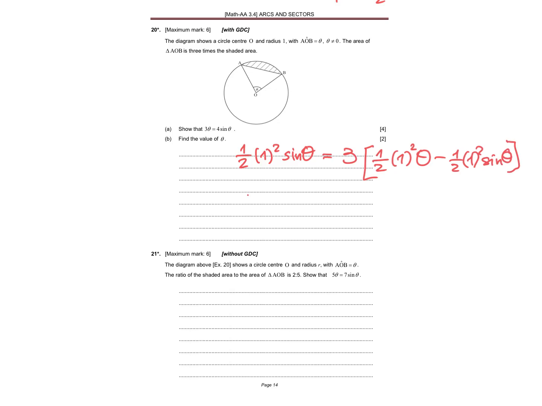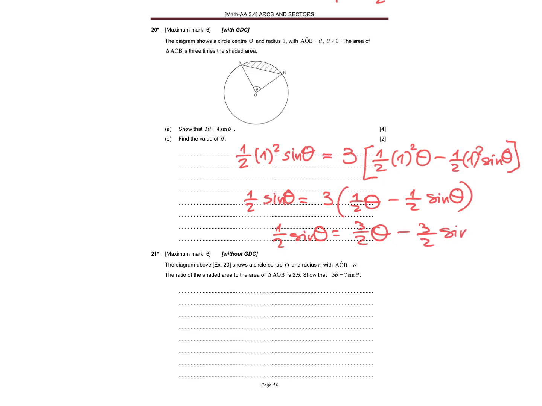Okay, so we're going to have 1/2 sine theta equals 3, and then we have 1/2 theta minus 1/2 sine theta, and if we distribute 3, we're going to have 1/2 sine theta equals 3 over 2 theta minus 3 over 2 sine theta.